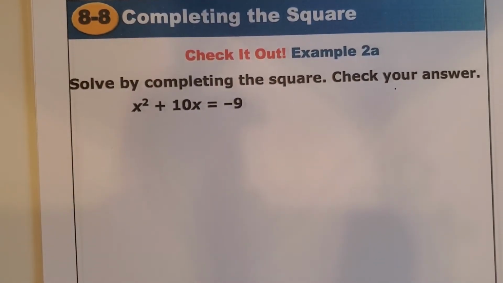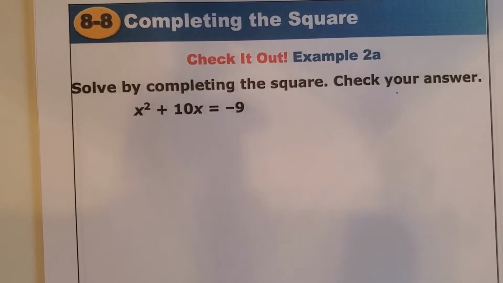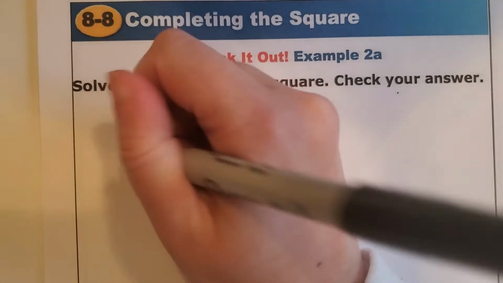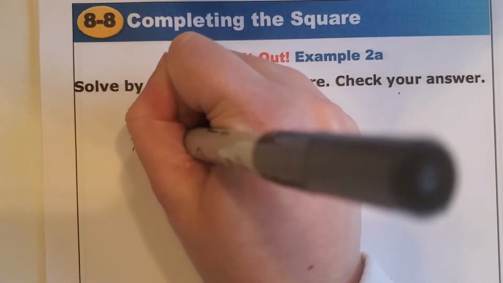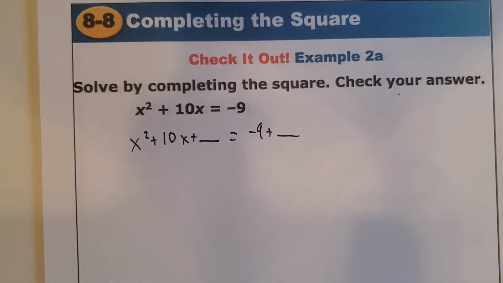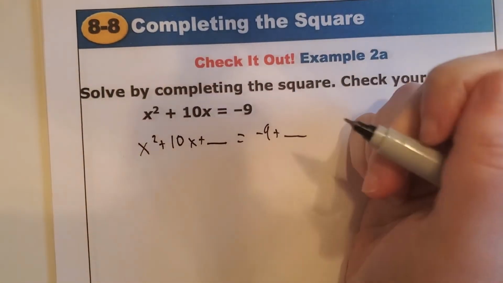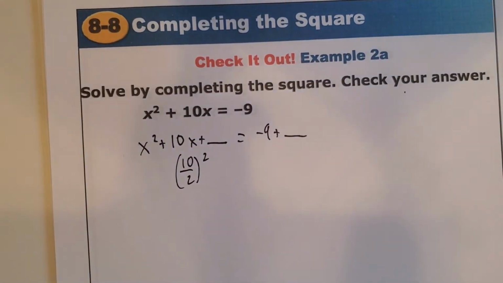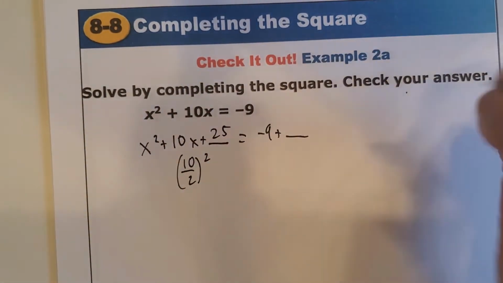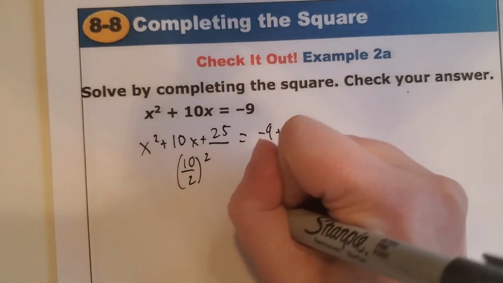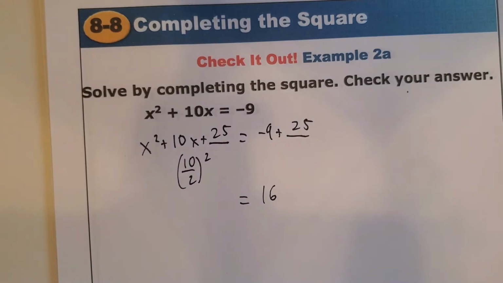The exact same setup as before. We have it in the format we want: x squared plus bx equals c. So we can just go right ahead and start adding in those blank spaces. How do we fill in these blank spaces? B over 2 squared. So 10 over 2 squared. 10 over 2 is 5, squared is 25. So both blank spaces get filled in with the exact same thing. It's 25. Negative 9 plus 25 is 16.